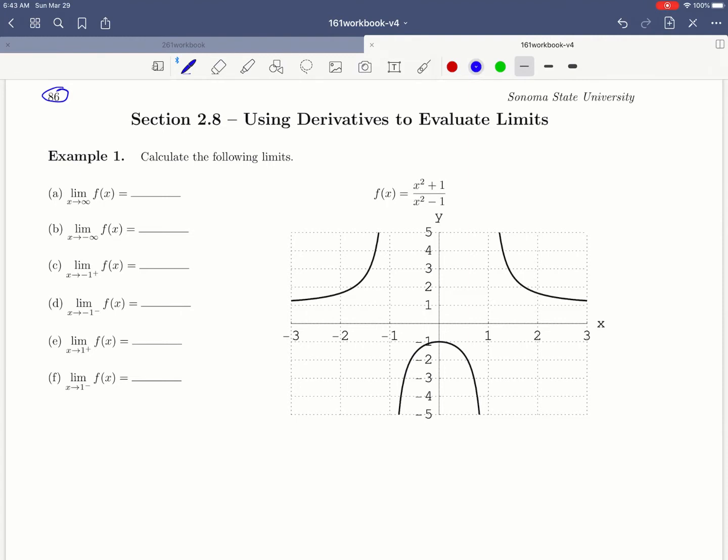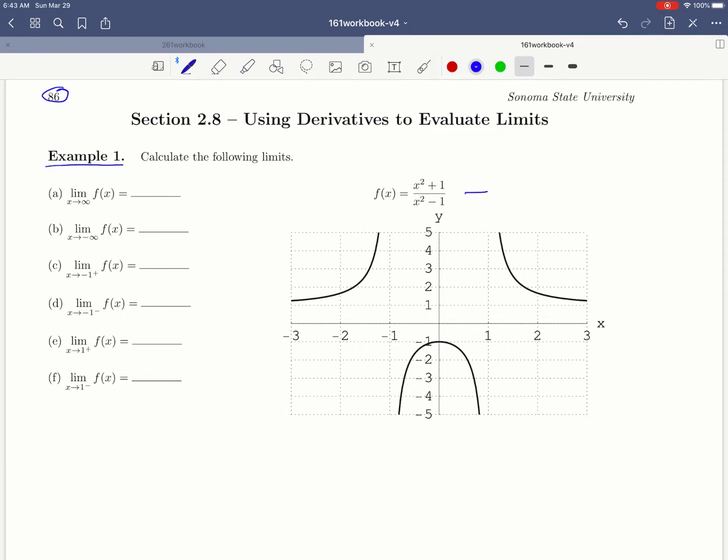Way back in the very first few weeks, we're going to revisit that topic in this section and discover that for certain types of limits, derivatives can actually help us to evaluate them. Okay, so before we do that, let's take a look at example 1 here together. That's going to give us a way just to review the idea of limits from a numerical and a graphical point of view. Okay, so notice that we're given a function here.